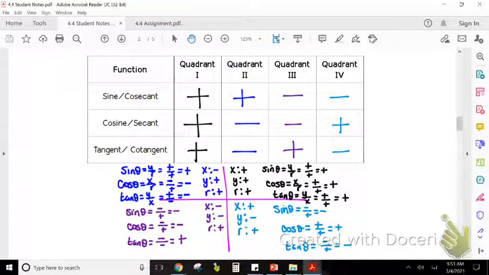So a good way to notice is just worry about where they are positive. Because if you know where they're positive, then you know if they're not positive in that quadrant, they have to be negative, okay? So I use "All Students Take Calculus." Now I know it may not be true, but that's what helps me remember which ones are positive. In quadrant 1, they're all positive.